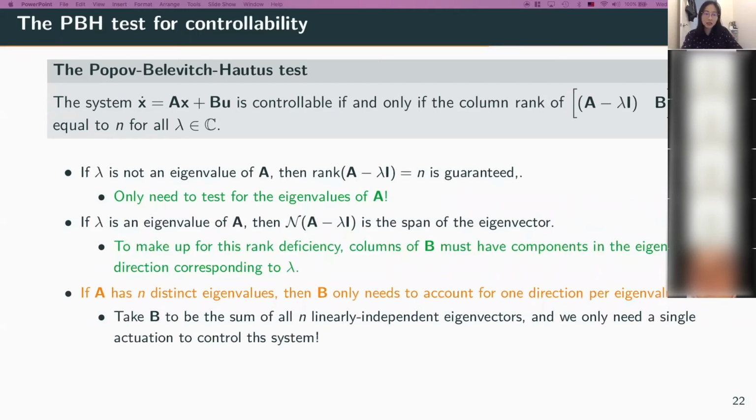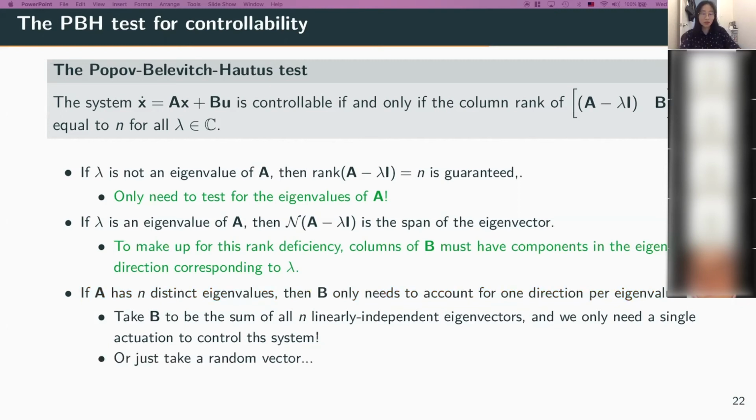And if A has n distinct eigenvalues, then B only needs to account for one direction per eigenvalue. Because for each eigenvalue, the null space of A minus lambda I has rank 1, and so if you just sum up all the n linearly independent eigenvectors and call it B, so that B has a component in directions that can potentially give you rank deficiency. So B sort of covers all of the eigenvectors. Then you only need a single actuation unit to control the system.